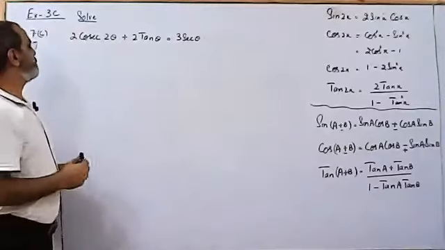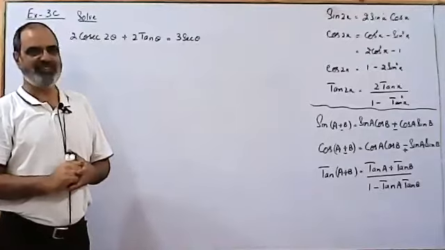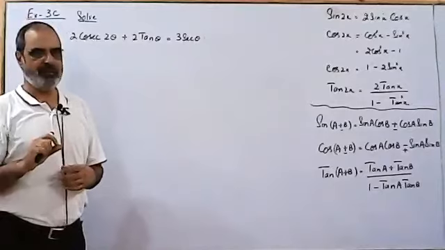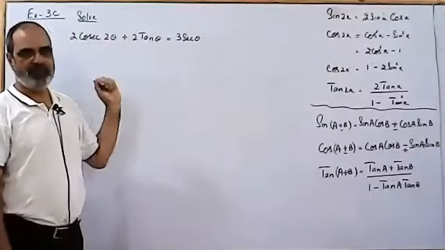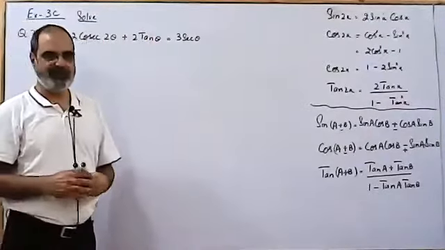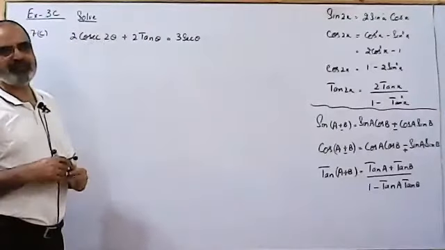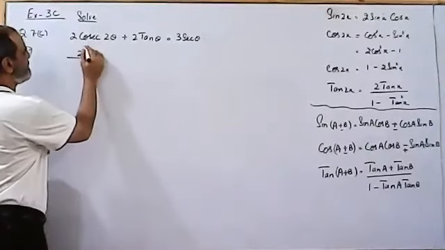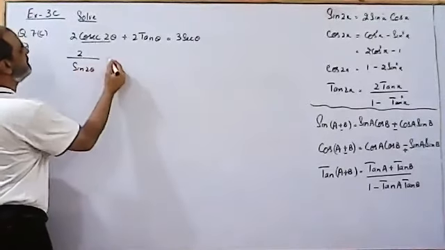Remember, whenever we have to solve an equation, one thing we do is change all the trigonometric ratios into a single trigonometric ratio. We want either all sines or cos or tans. So first of all, we have to change them into sine, cos or tan. Cosecant 2 theta, I don't have any identity for cosecant theta, but it is a reciprocal of sine. So I can write it as 2 over sine 2 theta.